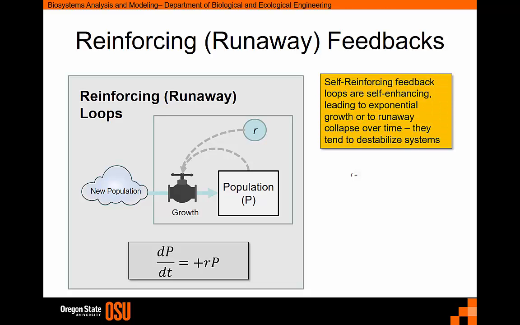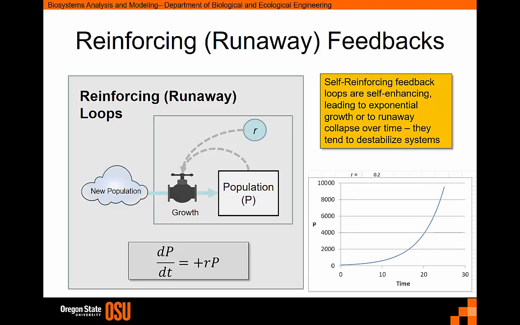We note that the RP term, R times P, in the rate equation represents a feedback loop. The population is controlling the population's growth rate, which in turn is affecting the population level. The positive sign on the RP term is important. It indicates that this is a positive feedback, which we will refer to as a reinforcing or runaway feedback. This type of feedback is valuable because it tends to cause systems to do useful work, growing a forest, producing a product in a bioreactor, which is generally a good quality of a system.